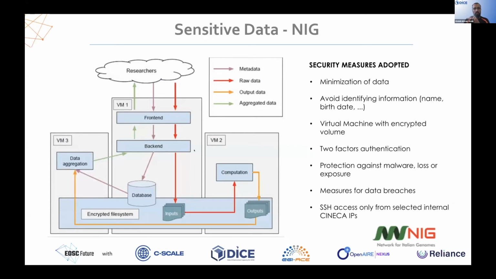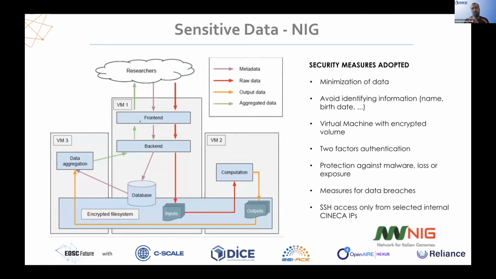So this is how it looks from the technical point of view. The raw data, which is in red here because this is purely sensitive data, is ingested through the front end, and then it goes to the encrypted file system. There can be some computation, of course, for the analysis, and the output is also stored in the encrypted file system. And when it comes to exporting, aggregated data can be exported through the backend.